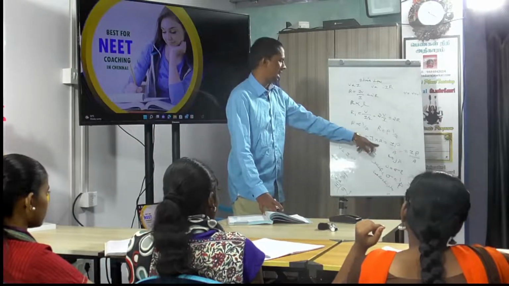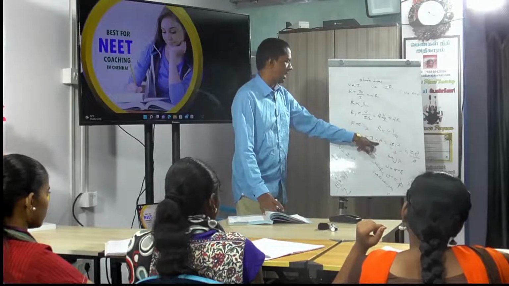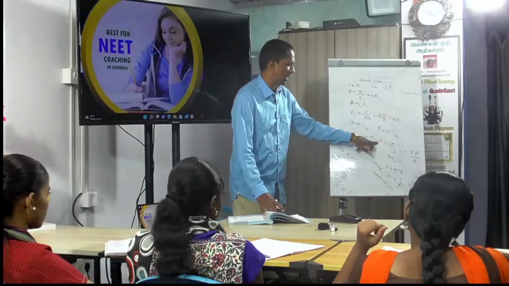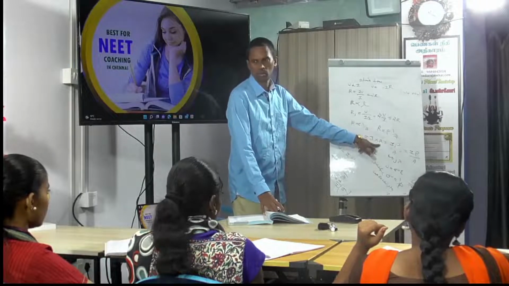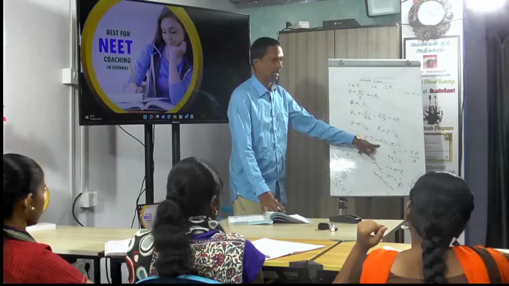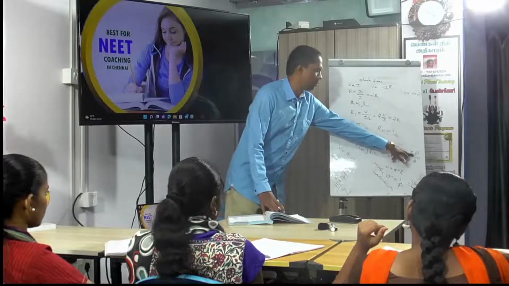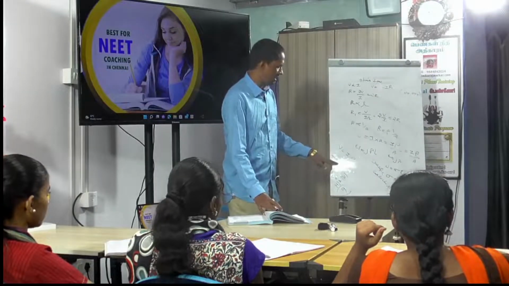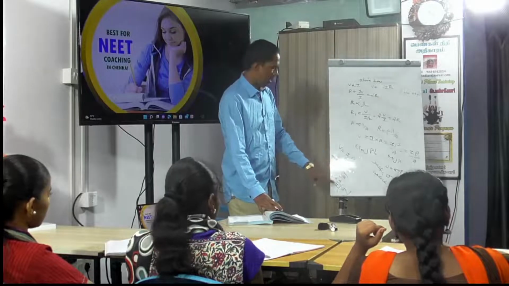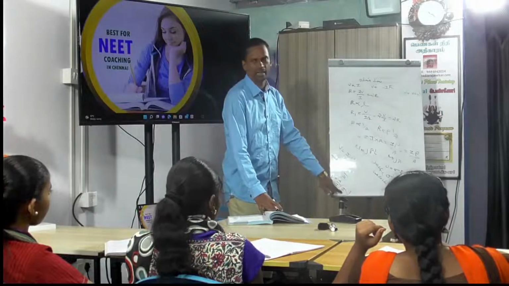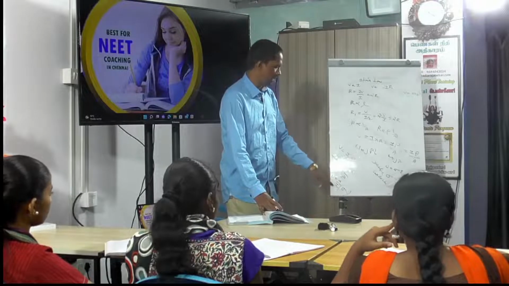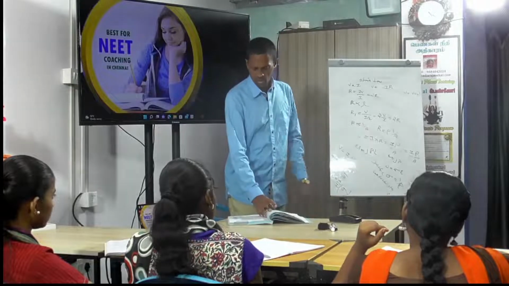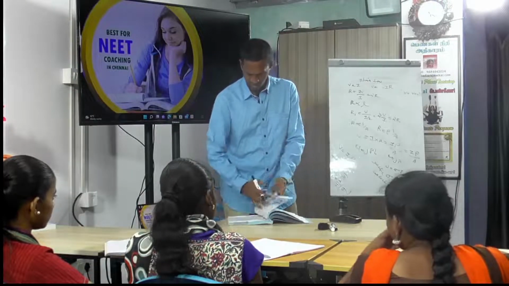So V is equal to IR. R is now rho l by A, so V is equal to I rho l by A. Then 1 by V is equal to A by I into 1 by rho. 1 by rho is nothing but the specific conductivity. So 1 by V is equal to A by I times the specific conductivity, and this one is just a constant.